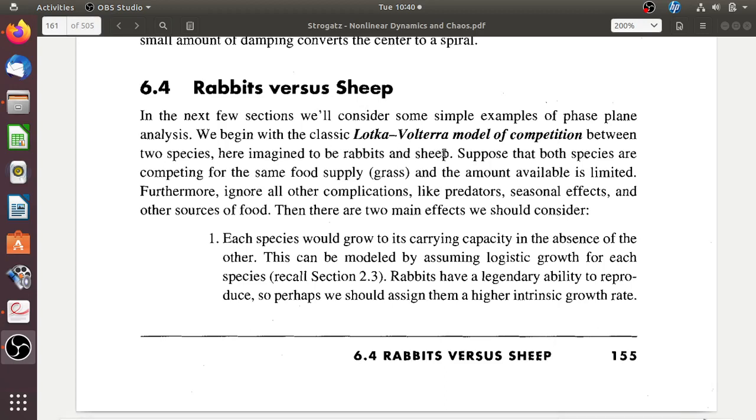Here it's not like one will eat the other. It is more like they have the same source of food, like grass, and that's limited. Within the limited food supply, they have to compete with each other. So how is the population going to grow for rabbits and sheep? That's what we are going to identify.